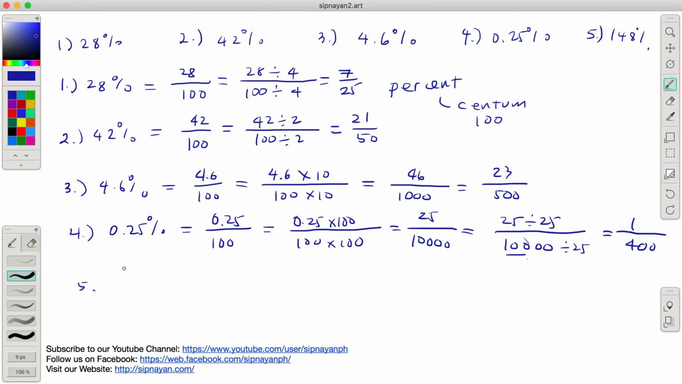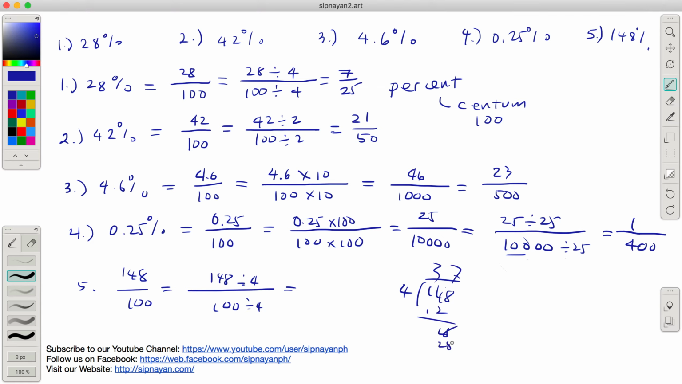And lastly, we have 148 over 100. Mukhang parehong divisible by 4. So, 148 divided by 4, 100 divided by 4. That is equal to, ano ang 148 divided by 4? That's 37, di ba? 12, and then 28. That's 7. So, that's 37 over 25.